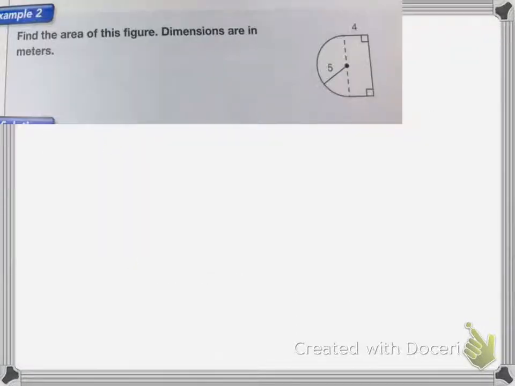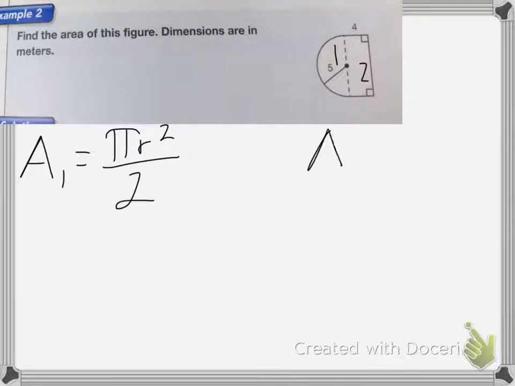Okay. Another example, find the area of this figure. Dimensions are in meters. So we know we're going to divide this into two parts. So we have the area of the first part, which is half of the area of a circle. So the area of a circle is pi r squared, and since it's half of that, we're going to divide it by 2. And then the second area will be the area of the rectangle, which is length times width.